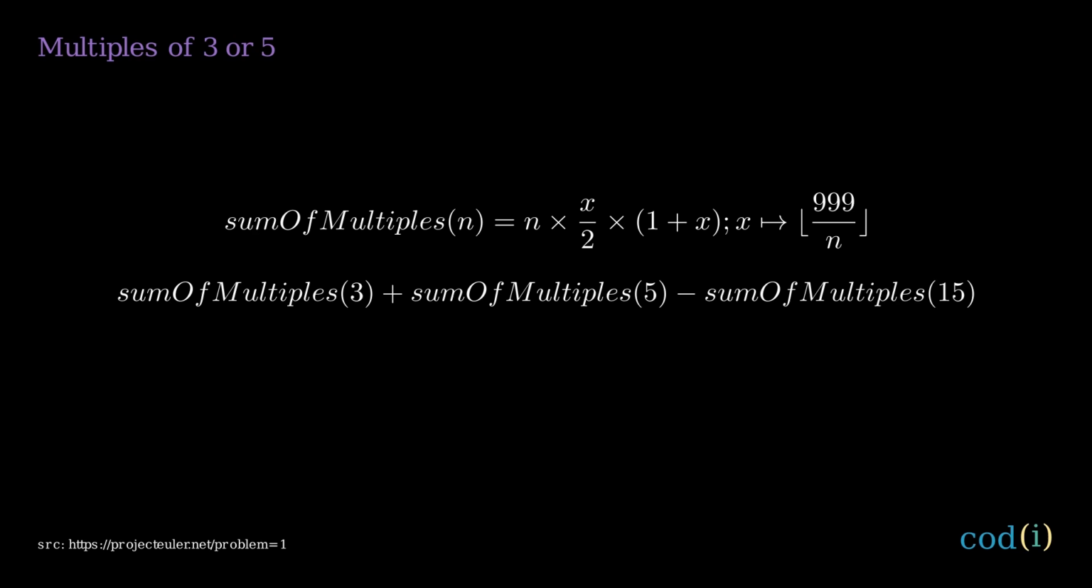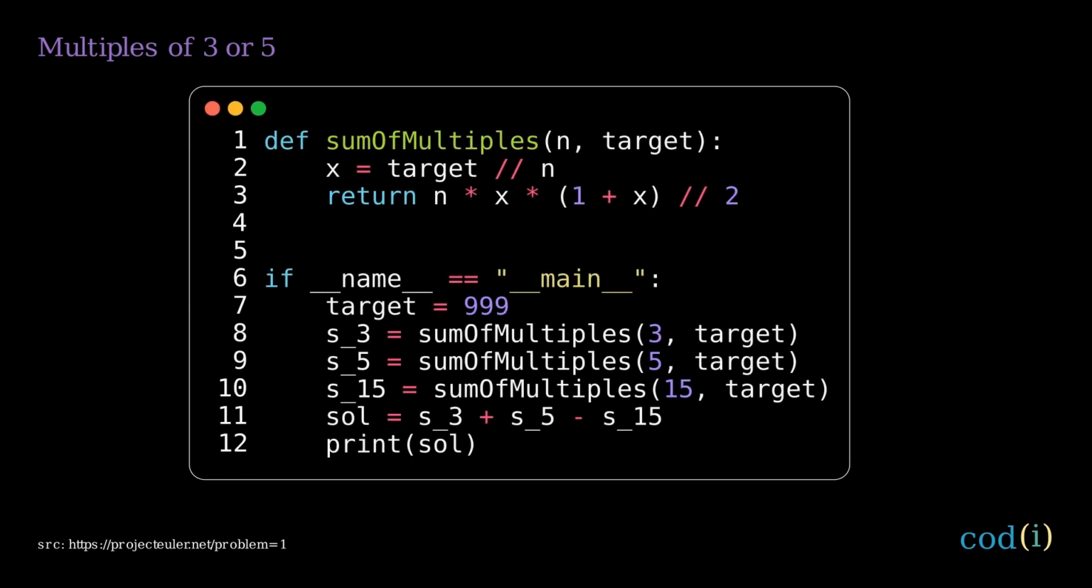Now, let's quickly write the code using Python. We can define a function sum of multiples which takes in two inputs, n and target, where n is the number which we are trying to find multiples of and target is the limit up to which we are trying to find them. So this function will first calculate x, the floor of the division of target and n. And then we just return the overall sum based on our previous formula.